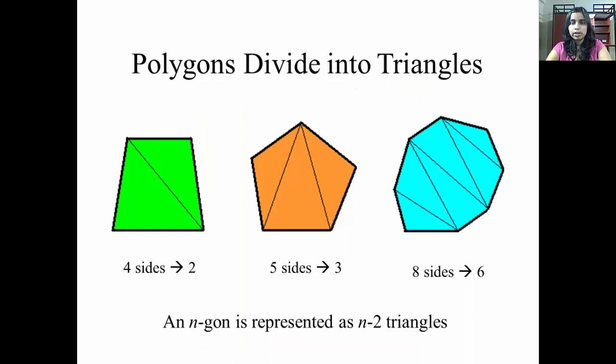Polygons divided into the triangle. The figure shows the polygons with 4 sides, 5 sides and 8 sides. Here the polygons are divided into different numbers of triangles. The formula to calculate the triangles is, an n-gon is represented as n-2 triangles. Here the number of sides in the first figure is 4. So 4 minus 2 is equal to 2. So the number of triangles is equal to 2. For 5 sides it's 3 and for 8 sides it's 6.